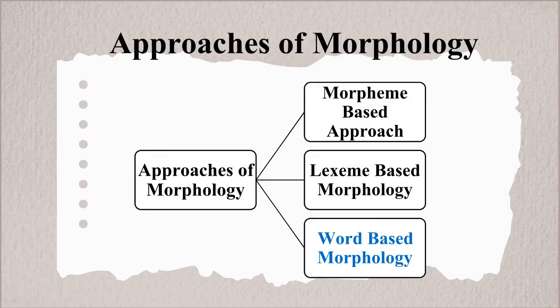As we have already discussed, there are three principal approaches to morphology, and each tries to capture different aspects. And this lecture is all about the third one, which is known as word-based morphology, which normally makes use of the word and paradigm approach. Let's dive into it.